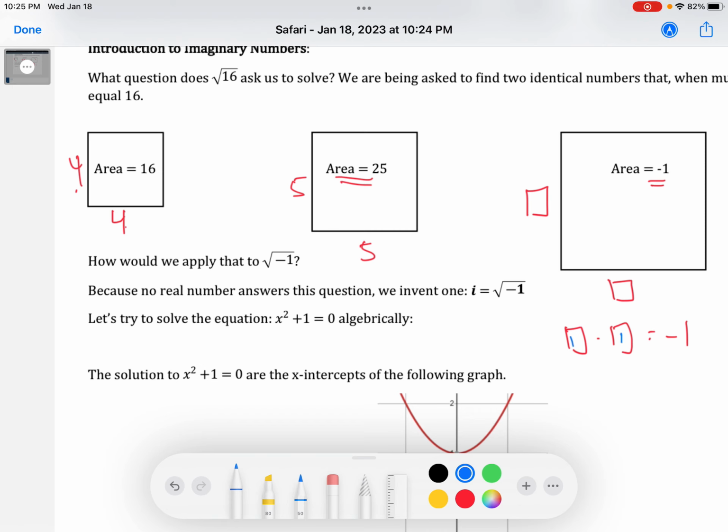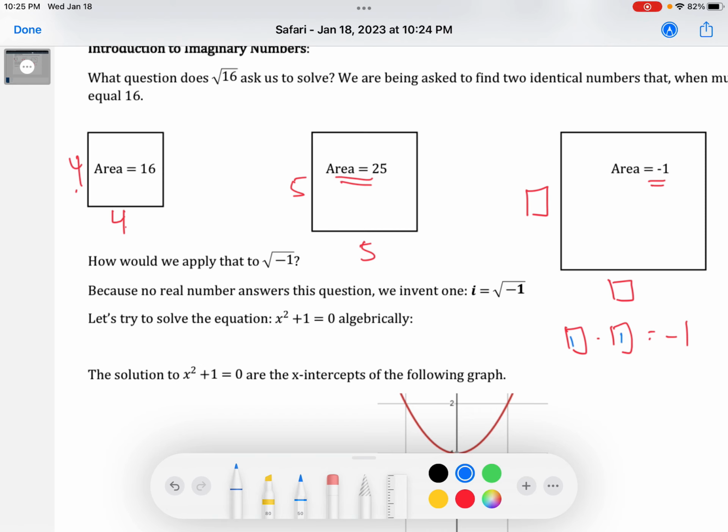i stands for imaginary. So let's say we had some equation like this, x squared plus 1 equals 0, and we wanted to solve it algebraically. Then we would subtract 1 from both sides. That's going to give us x squared equals negative 1. Then we take the square root, and so x is equal to the square root of negative 1, which again we define as i.